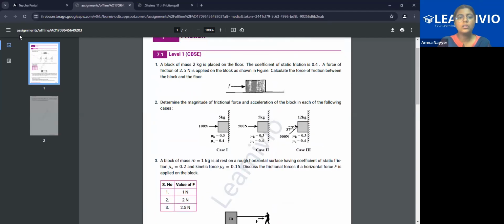Question 2. Determine the magnitude of frictional force and acceleration of the block in each of the following cases. We have to determine the magnitude of the frictional force and acceleration of the block in all of these. One case I'll discuss, the rest of it. Okay, let me discuss all of these.